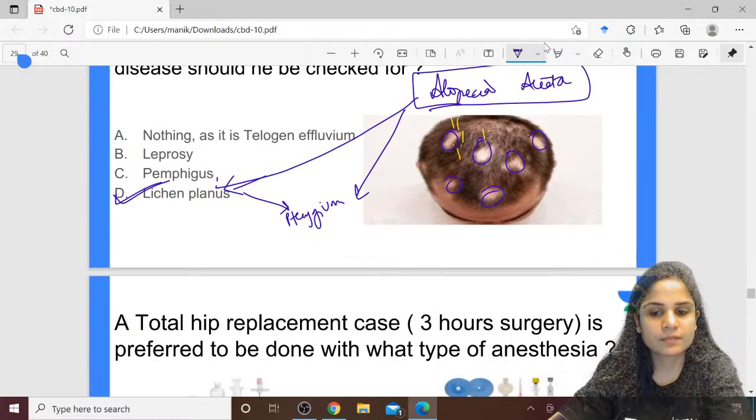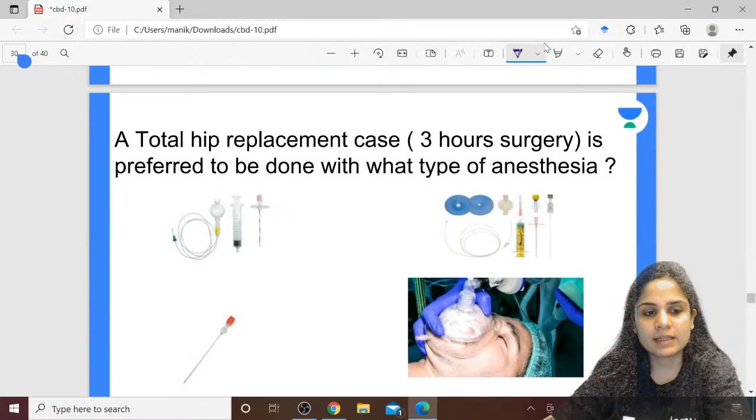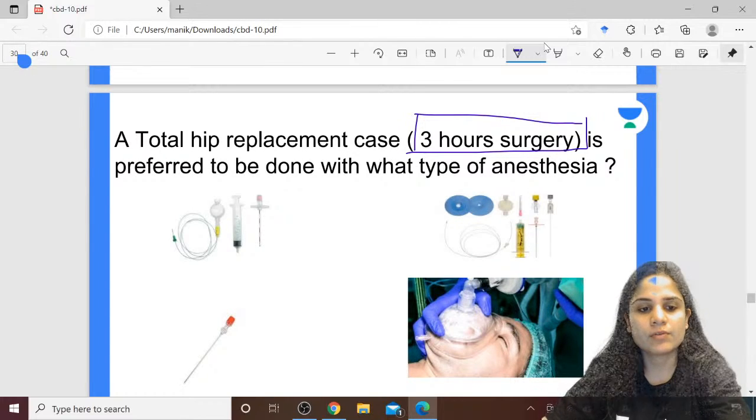Alright? Okay. Then a total hip replacement case. I have given you the duration of the case, a 3-hour surgery, is preferred to be done under what type of anesthesia? A, B, C or D?